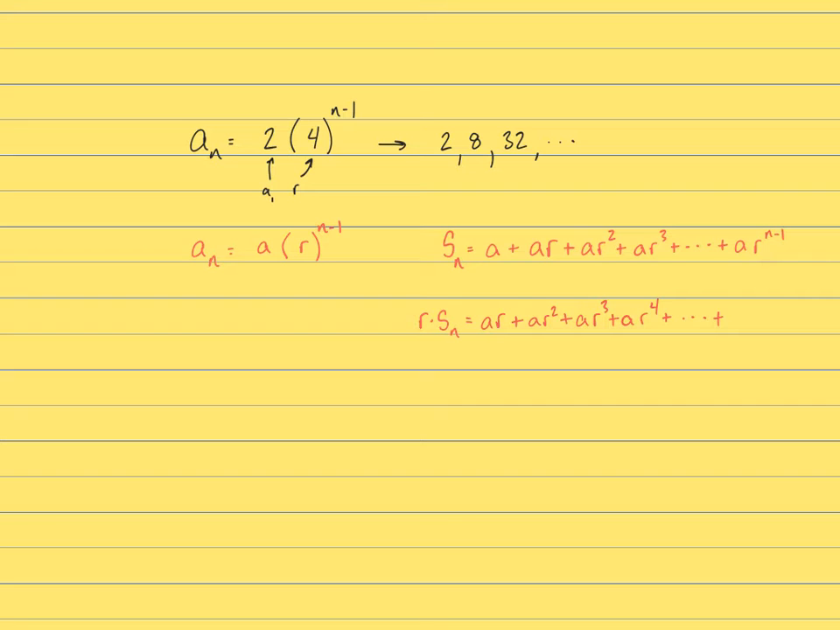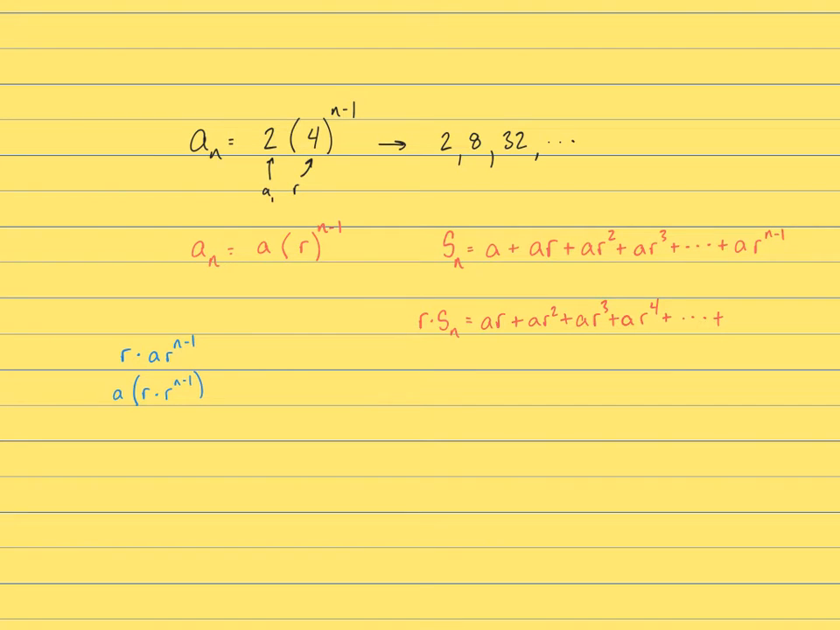and I'm going to do this over here to the side in blue, the last thing, which is r times a times r to the n minus 1 power. And to figure out what that's going to end up being, I'm just going to rearrange this a little bit. A times r to the n minus 1. This is the same thing.